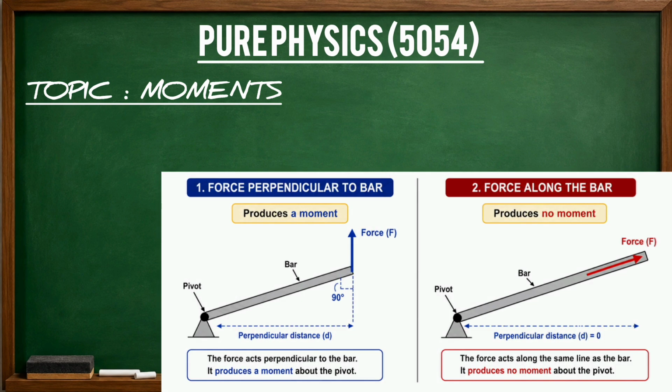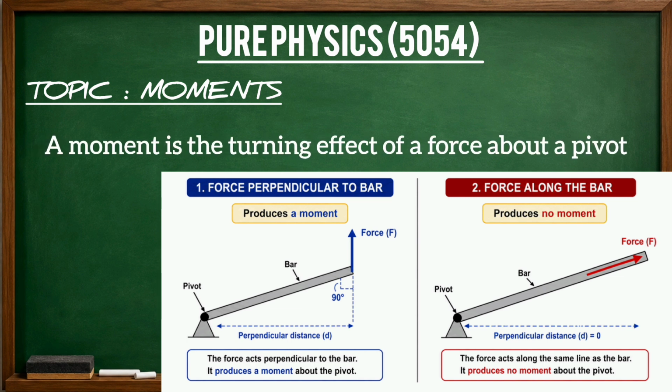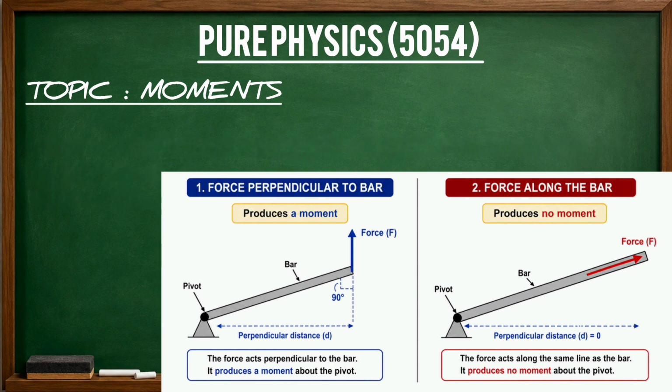Alright, so let's start with the basic definition. A moment is a turning effect of the force about a pivot. It is represented by the symbol M, and its SI unit is the Newton meter. More specifically, the moment of the force about a pivot is the product of the force and the perpendicular distance from the pivot to the line of action of that force.